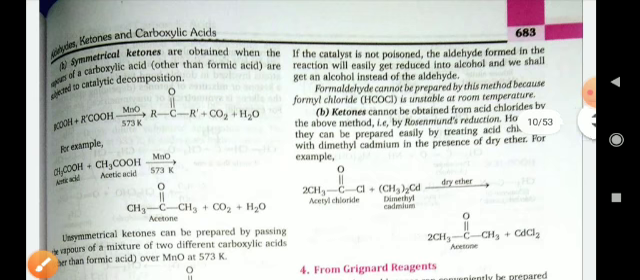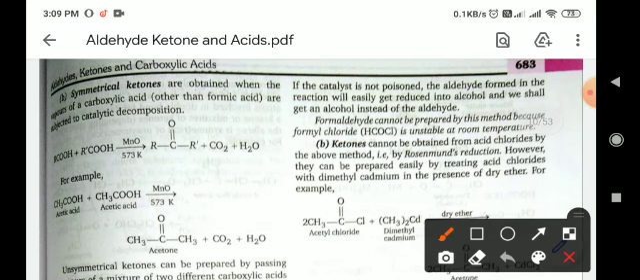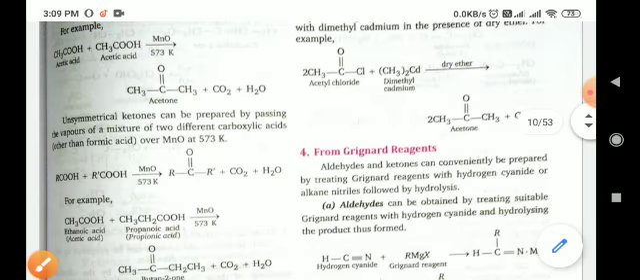Now symmetrical ketones. How can you prepare symmetrical ketones? For symmetrical ketones, you take 2 moles of carboxylic acid and react them in the presence of manganese oxide, then it gives RCOR. Okay, so it is known as symmetrical. In place of R you can take CH3, and the reaction will be the same, but in place of R and R dash there will be methyl groups attached. Okay, so these are the methods.